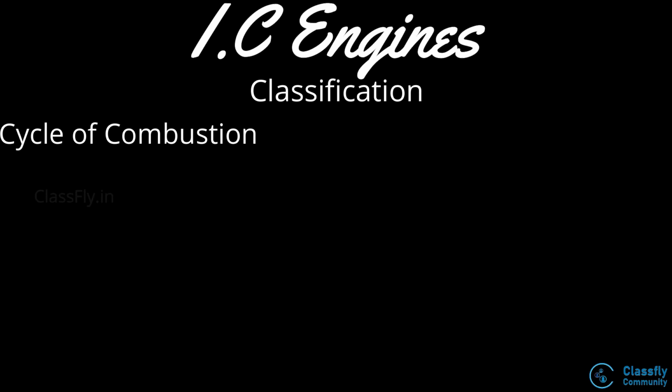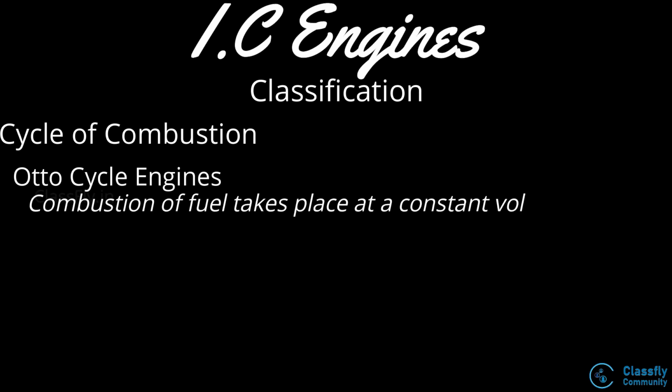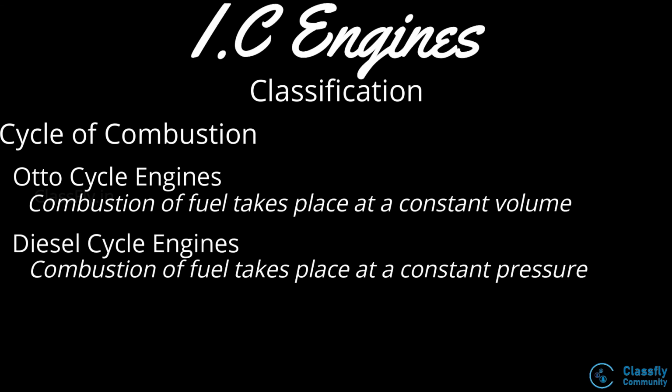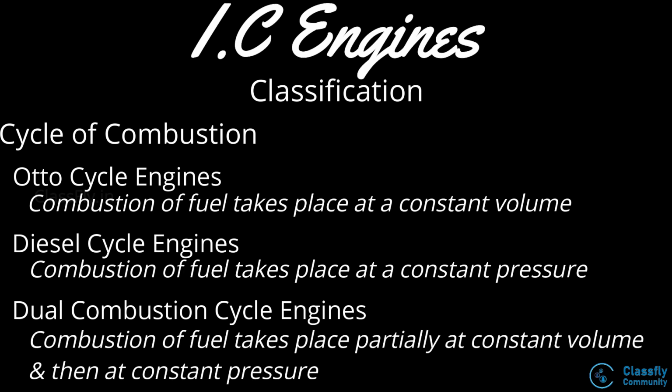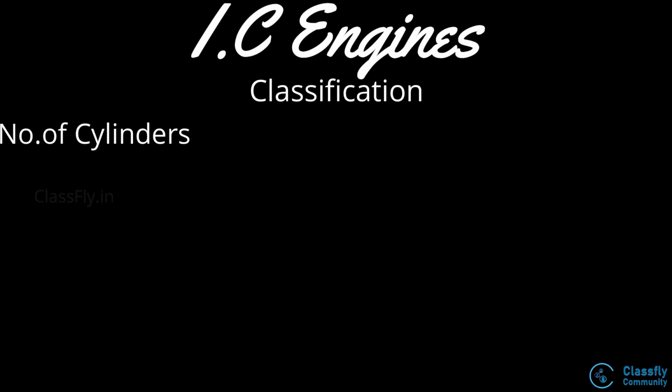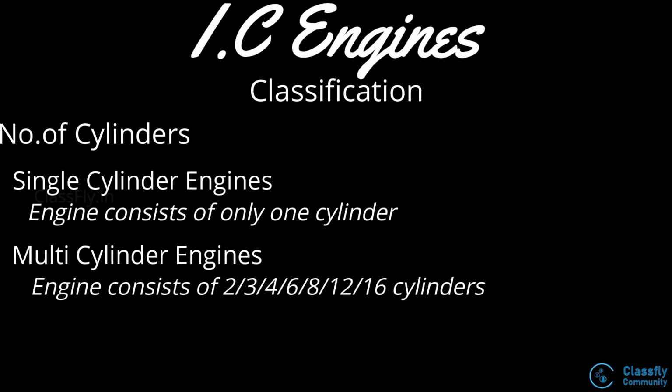According to the cycle of combustion, they are classified into Otto cycle, where combustion of fuel takes place at constant volume, diesel cycle, where the combustion of fuel takes place at constant pressure, and dual combustion cycle, where combustion of fuel first takes place partially at constant volume and then at constant pressure. They are classified according to the number of cylinders used into single cylinder engine and multi-cylinder engine.